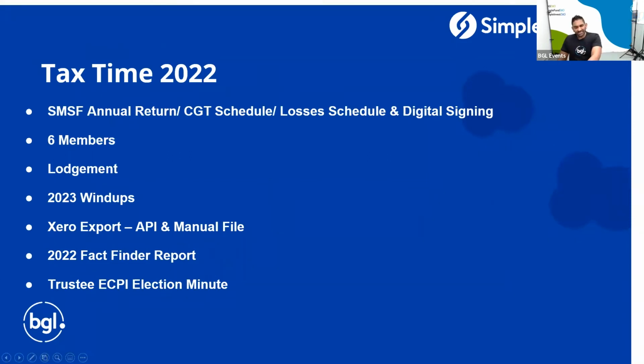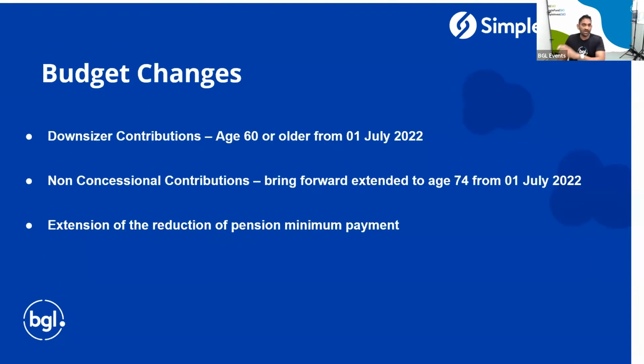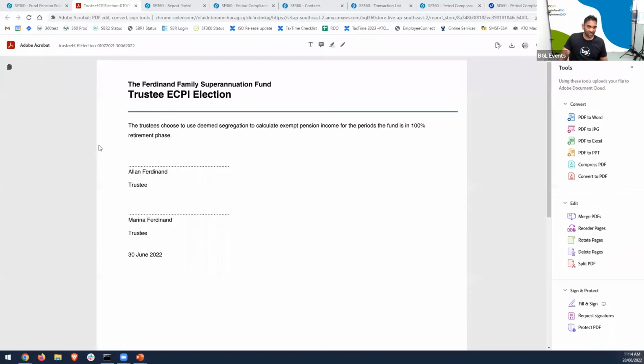Okay, so that's pretty much the main stuff from Tax Time 2022. We've done some changes in Simple Fund 360, also for some of the budget changes that apply for the 2023 financial year predominantly. The first one is to do with the downsizer contribution, where the age limit was brought down from 65 to age 60. So what that means is we had to do a change in our transaction screen.